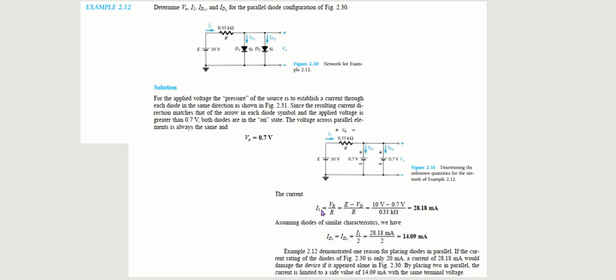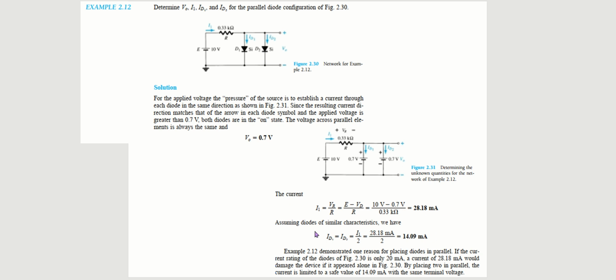So, we can find the current by using Ohm's law, which is V is equal to IR. Also, we would subtract from the total voltage, which would be 10 volts, the voltage that would be used by the diodes. This voltage would be 0.7 volts in case of a silicon diode. So we would use 10 minus 0.7 volts divided by 0.33 kilo ohms. This will give us 28.18 milliamperes.